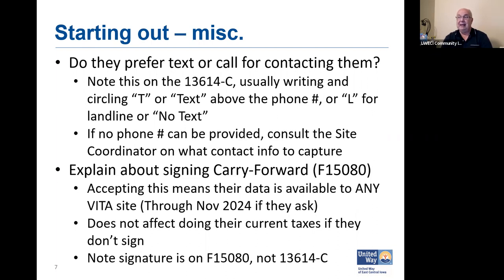And if you can't get any kind of phone number, then talk with the site coordinator to figure out our way to contact those folks, because we have to have some way of getting in touch with them. We hope, besides mail, email or some other contact, maybe they have another friend we can call. We've had that happen, where they say, no, I don't have a phone, but call my daughter and she can get in touch with me. That has happened before.